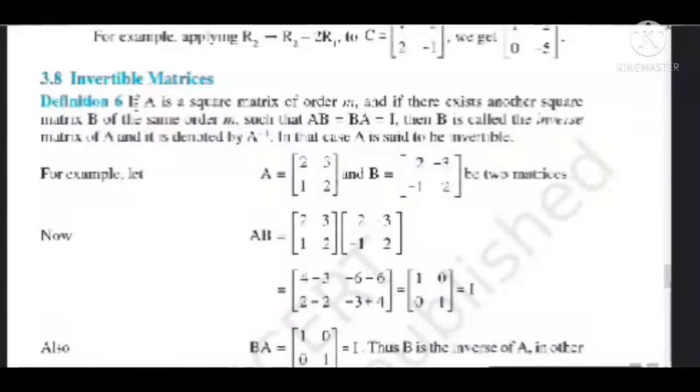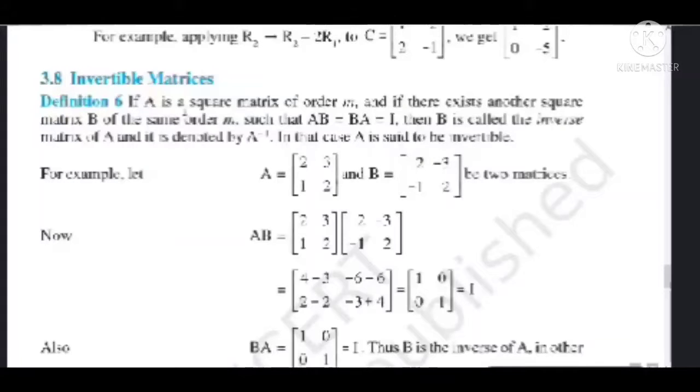Invertible matrix, you see first. If A is a square matrix of order m, and if there exists another square matrix B of the same order m such that AB equals BA equals I, that is, if you take the multiplication of both matrices A and B and the result is the identity matrix, then B is called the inverse of matrix A. It is denoted by A inverse. In that case, A is said to be invertible.